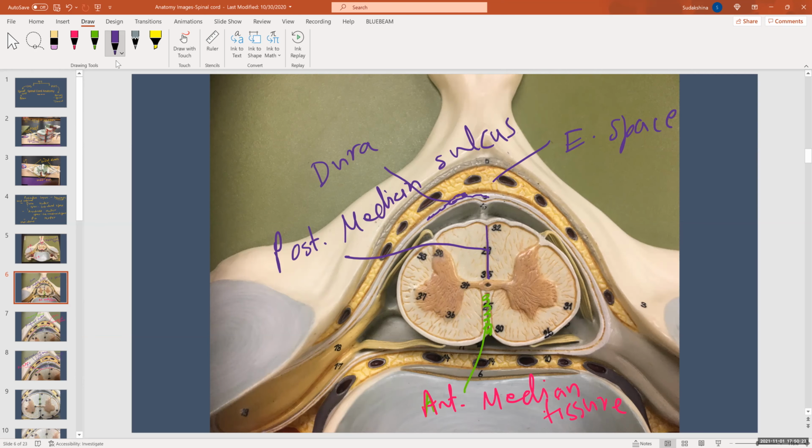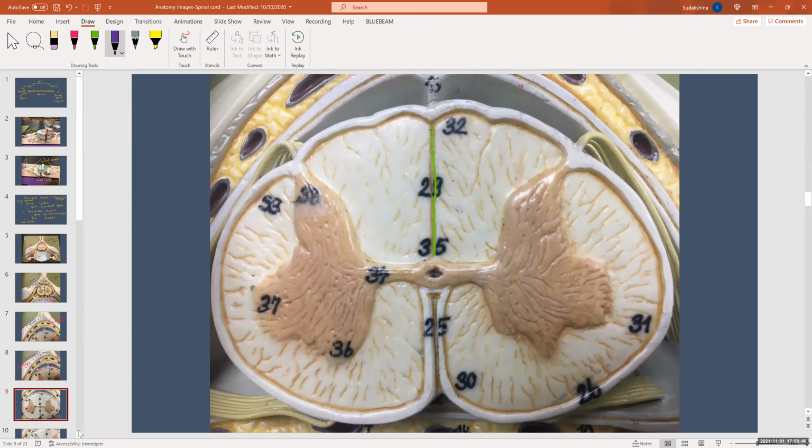So anterior median fissure, posterior median sulcus. If you remember the fissure and sulcus, fissure is anterior, sulcus is posterior. That's another way of learning which one is anterior, which one is posterior. You want to learn both. One going by the root, another going by the fissure and sulcus. So going back to here, when you can't see the root, you can still see the fissure and sulcus. So posterior median sulcus, anterior median fissure.